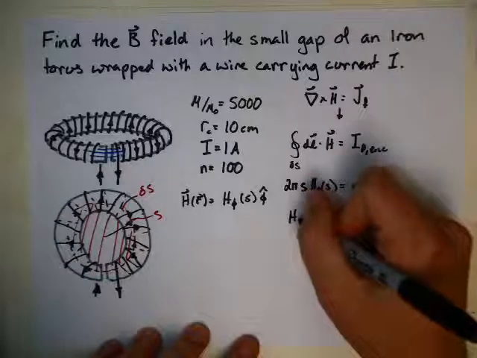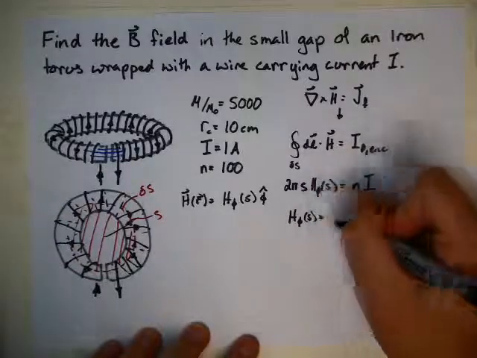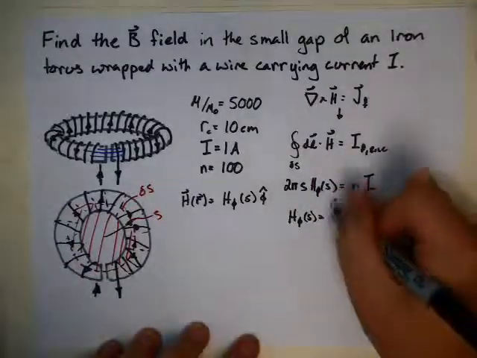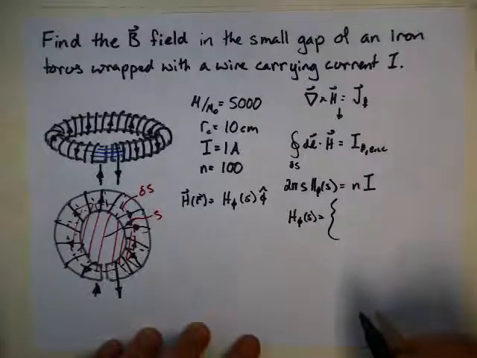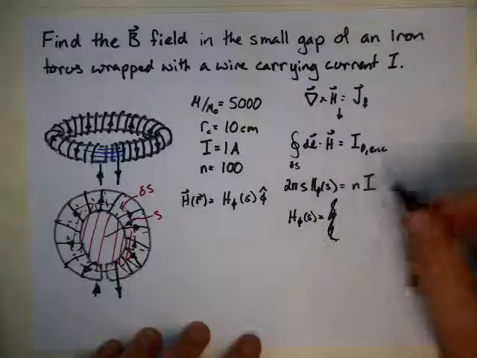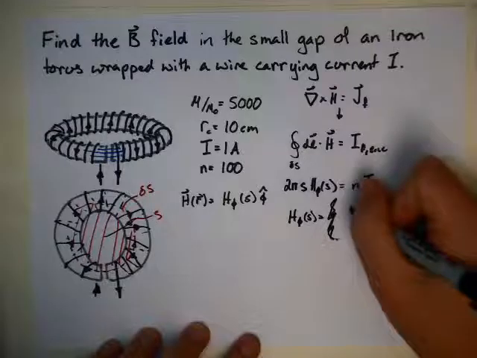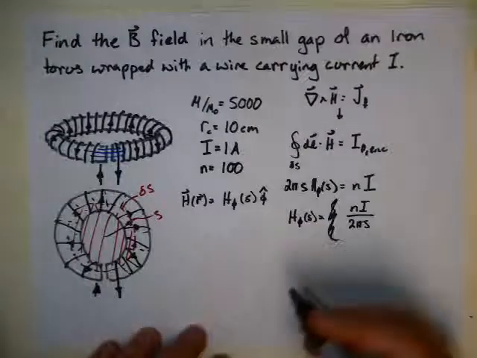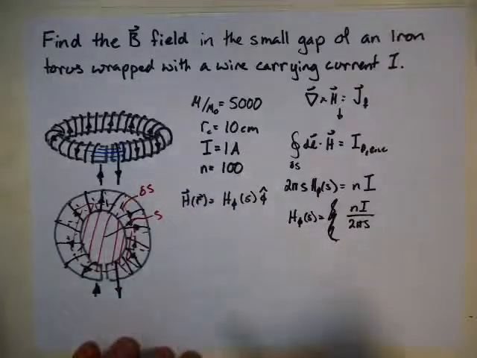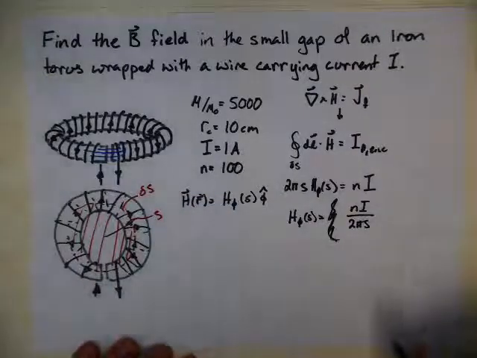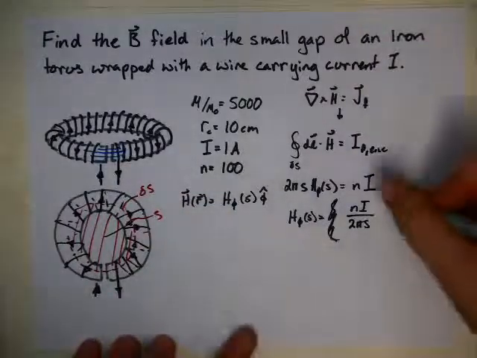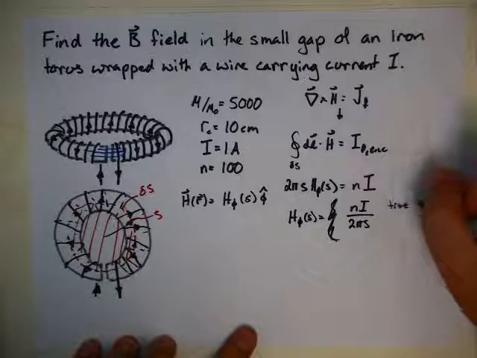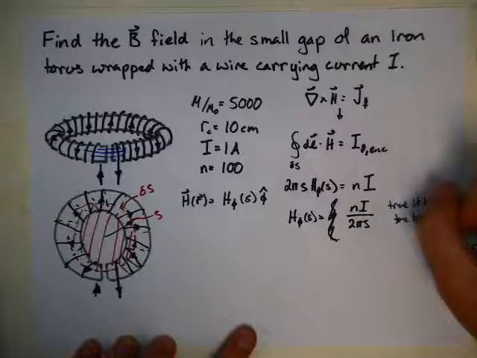So H of S is Ni over 2 pi S, and this is true as long as we're inside the torus. Okay, it's equal to 0 outside the torus, but we're going to say this is true if we're inside the torus.